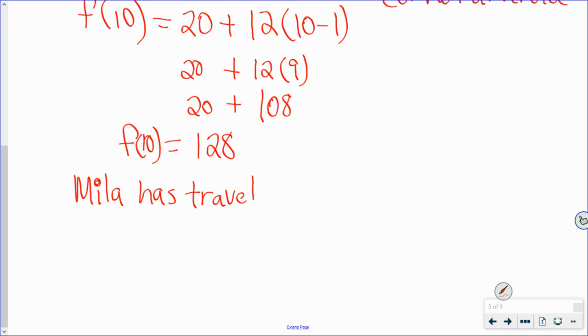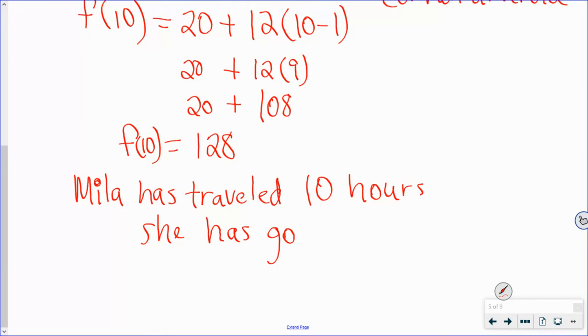Okay, let me say this again. She's traveled 10 hours. Somebody said 100 or 120. I thought, that's a long time to travel. She's traveled 10 hours. And how far has she gone? 120. Yeah, there you go. See how you did it? She's gone 128 miles.